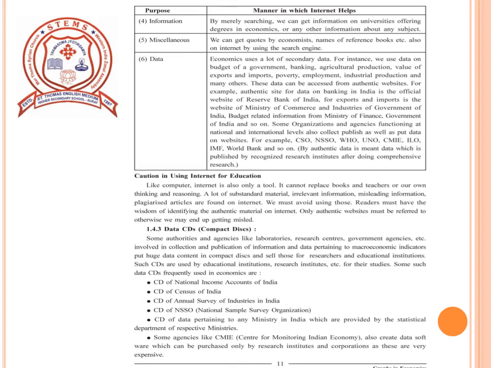Now the fourth purpose is information. By merely searching, we can get information on universities offering degrees in economics or any other information about any subject. So by surfing on the internet, you can get any kind of information. Say, for example, if you want information on universities offering degrees in economics or any other subject, you can just Google it up, or visit the Chrome application and get the information. Clear with this? Fourth point, information.